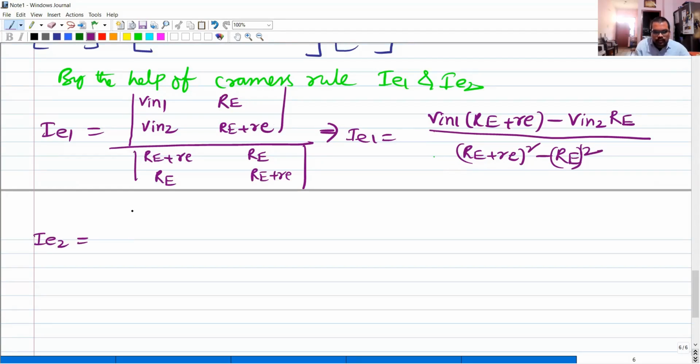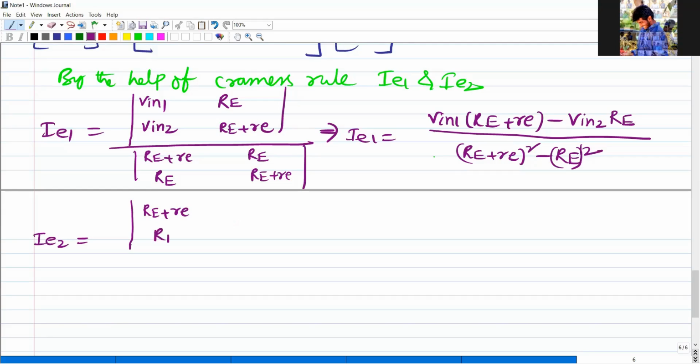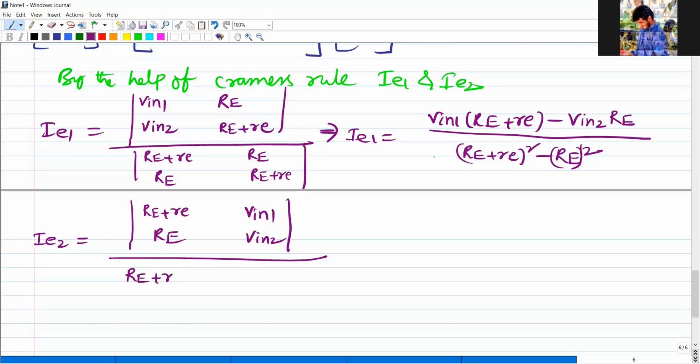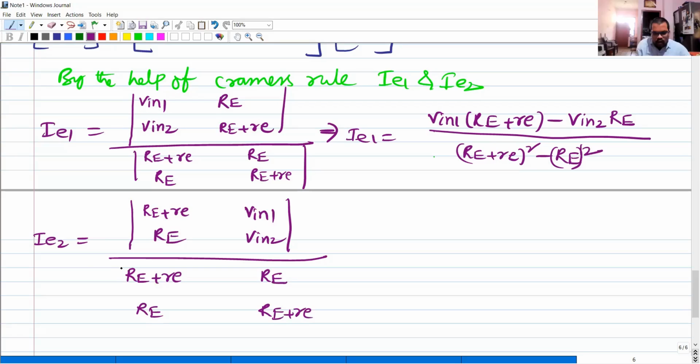Determinant of IE2. Here, what comes first is RE plus RE. V in 1 times V1 divided by RE plus RE. Very good. Now tell me the equation.